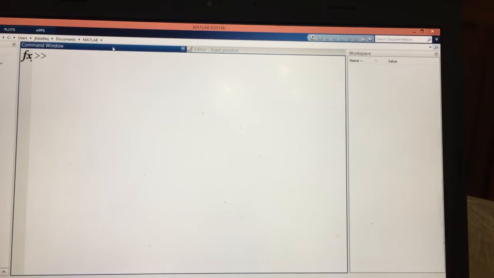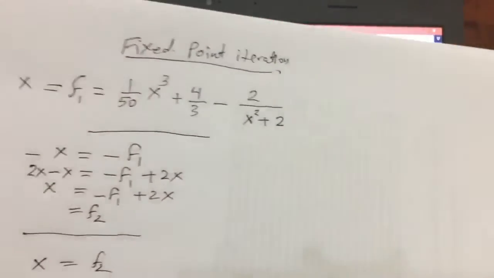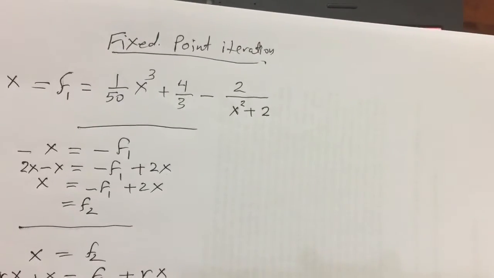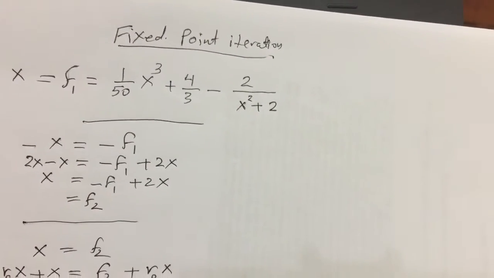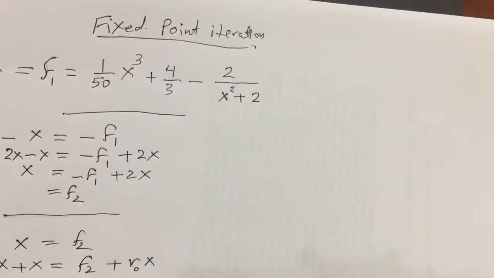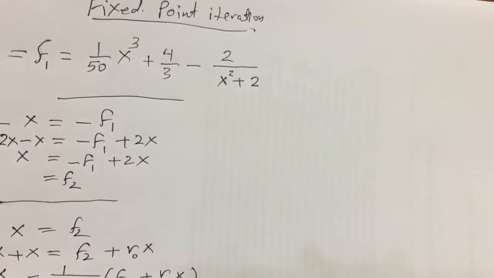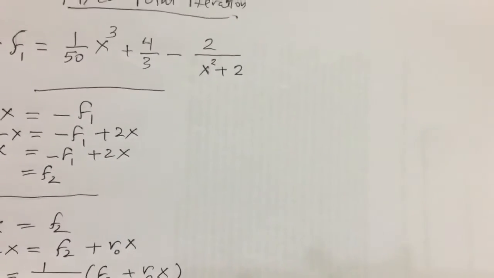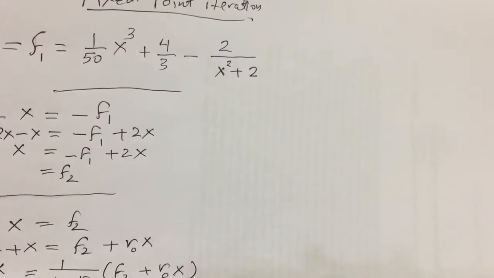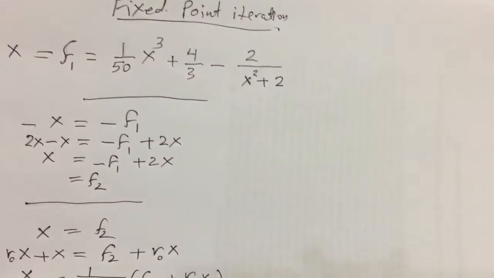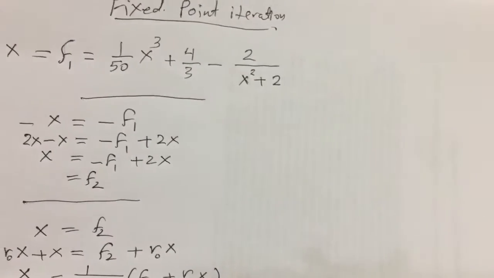Okay, this is our second video regarding the fixed point iteration. What I will show you is a new function. This is a function f1, okay. x equals f1, equals 1 over 50 x cubed plus 4 over 3 minus 2 over x squared plus 2. Now we'll try to find out how many points, how many solutions, this function has.